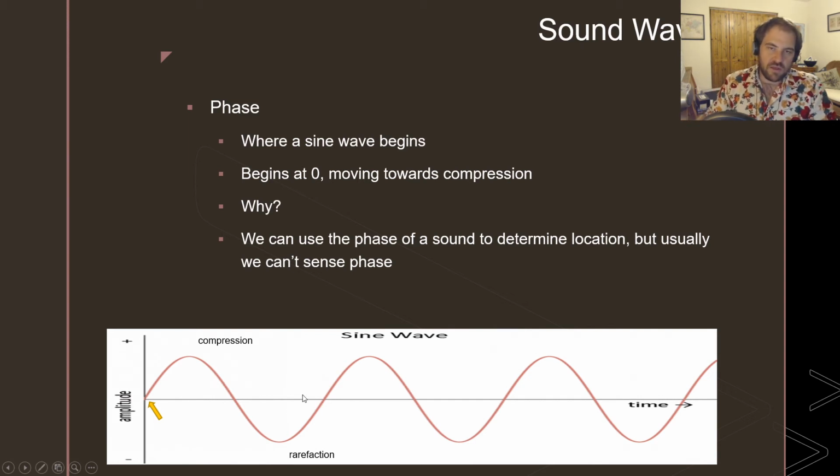But usually we don't actually sense phase. That's pretty much the only time we do actually sense phase, as part of our localization system. There's a lot of other things that we use, like the onset time between ears, level differences between ears. You'll learn all this in hearing science, but then also phase difference between ears. We use all that to figure out where a sound is actually coming from, and other cues as well. It's a complicated thing, localization, but phase is one property.